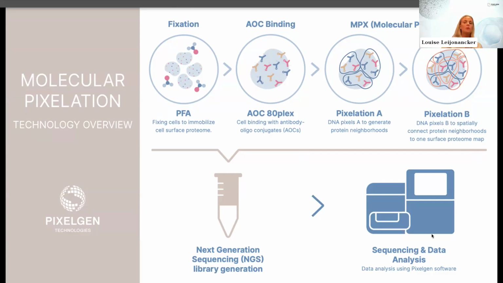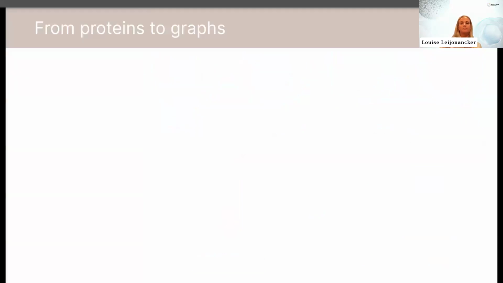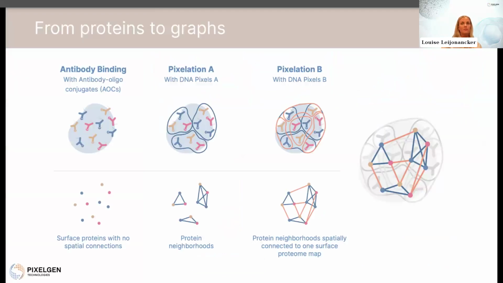But I want to talk a little bit more of how this spatial dimension comes into play. So here we have a zoom in on a couple of the steps. And in the antibody binding, of course, you're adding the antibodies to bind to their markers. So at this step, you're retrieving the abundance information. So you get the surface protein abundance information, but at this point, we have no spatial connections.